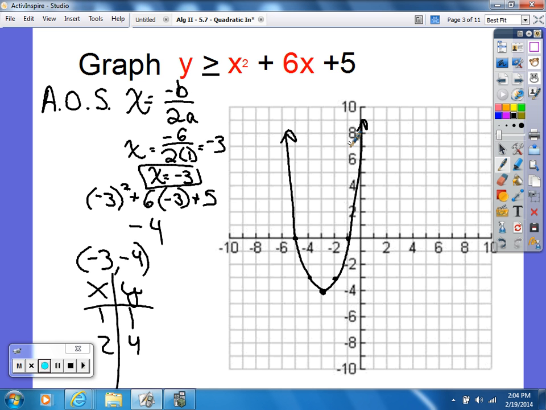Okay. Well, it's an inequality, which means I have to shade. Now, I'm either shading inside the parabola or outside. How would I figure that out?